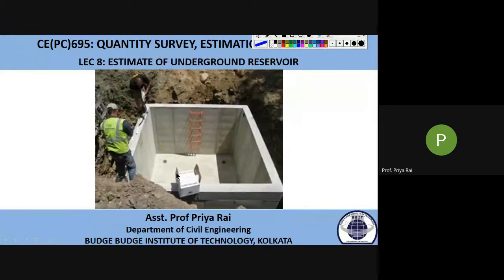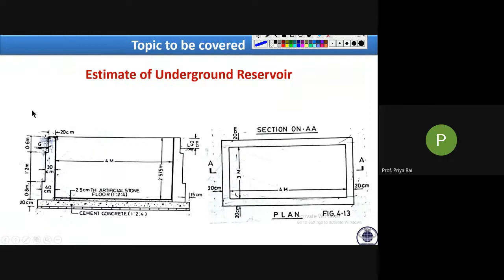This is called an underground reservoir. So see, this is the cross sectional view of your underground reservoir, whereas this is the top view, or we can say this is a plan. If you look from the top, suppose your building is here, you are looking from the top, so it will look like this.